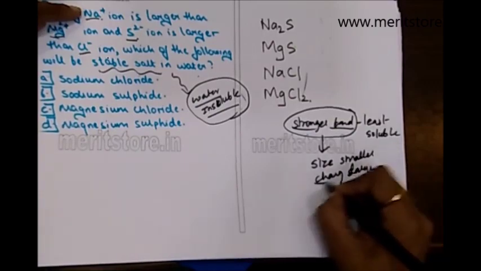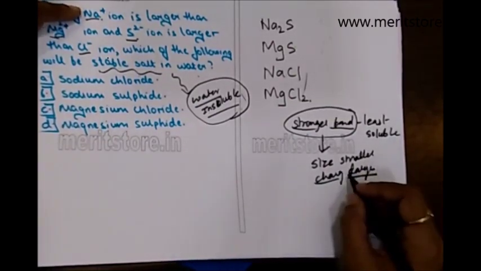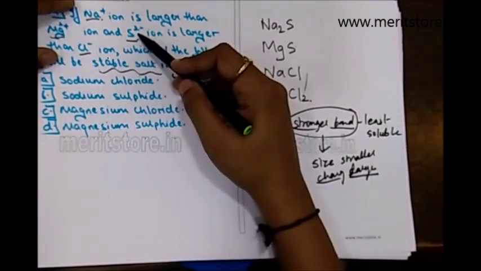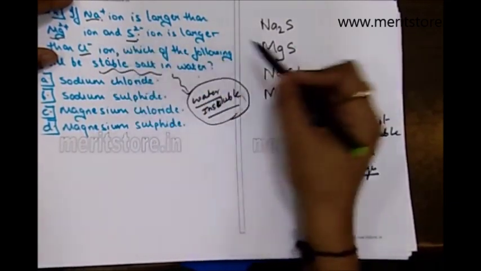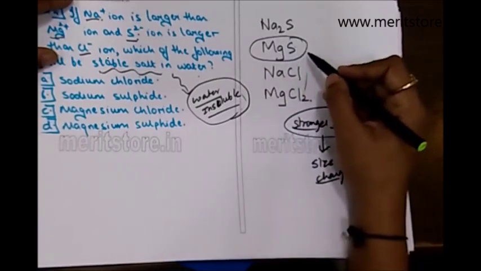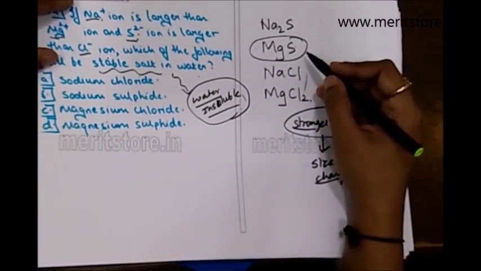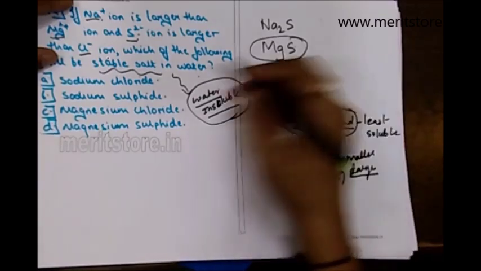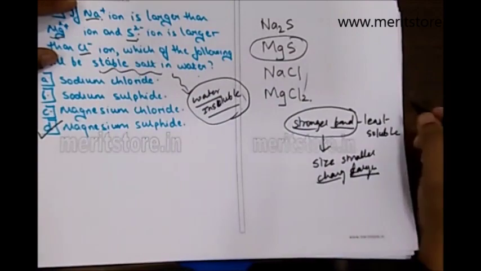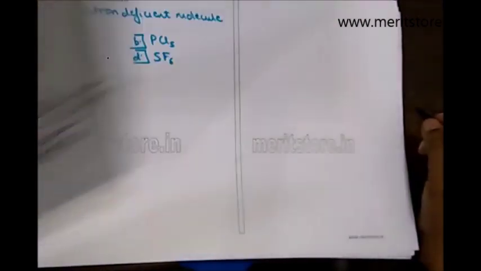Now in case of large charge, when I'm talking about it, Mg2 plus and S2 minus, they have the largest charges in the cations and anions. So when they form a compound, that compound is comparatively stronger and this is stronger than the other. So it will be least soluble and the most stable salt in the water. Hence our option is option D, that's magnesium sulfide.